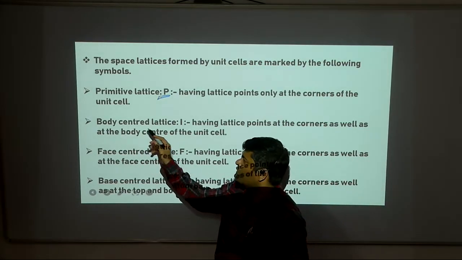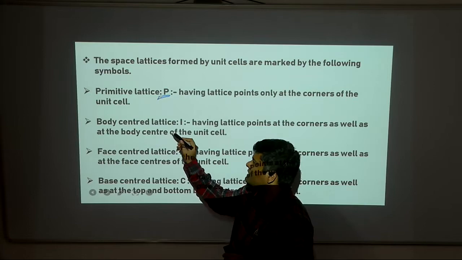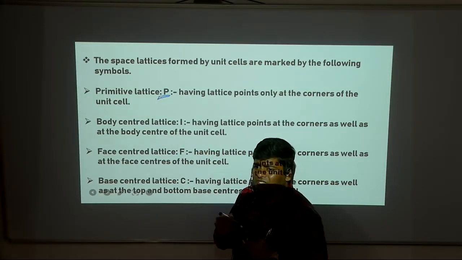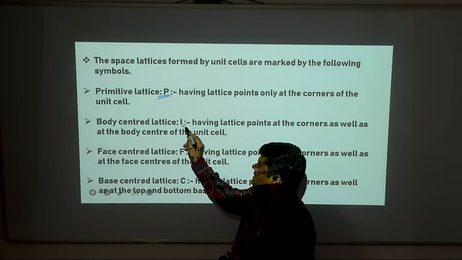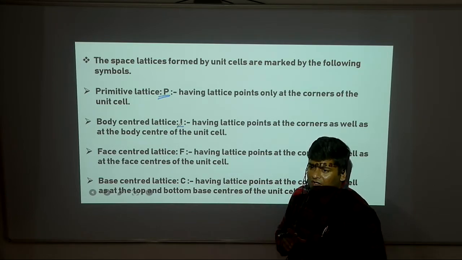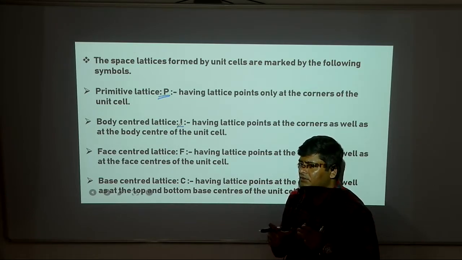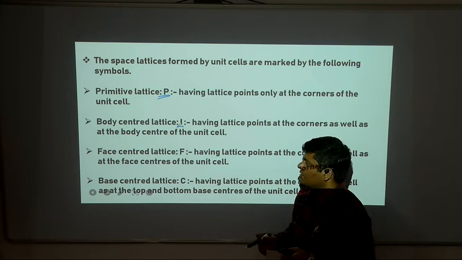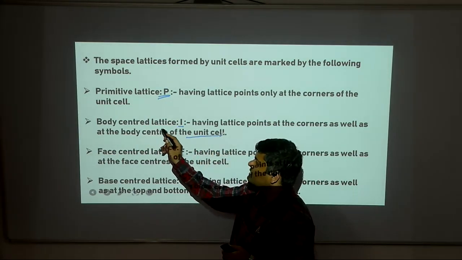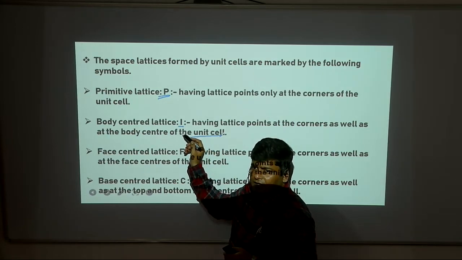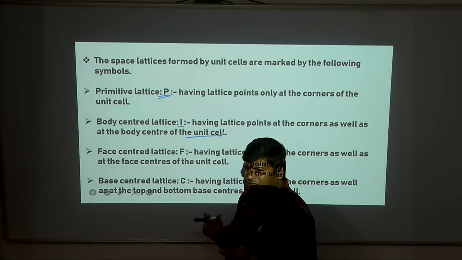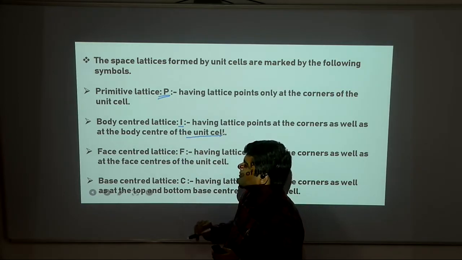So next one is a body-centered lattice. Body-centered lattice is related with the inverse type of geometry, so inverse type of symmetry. It is represented by I, and it has the lattice point at the corner as well as at the center of the body of the unit cell. So body-centered lattice is represented by I. I stands for inverse, and that is the type of symmetry.